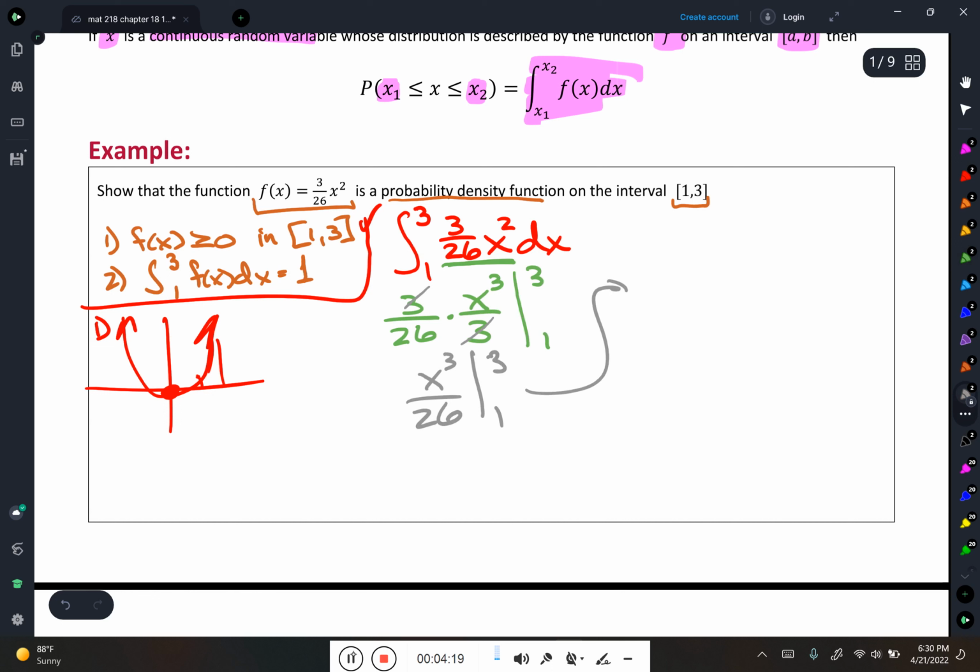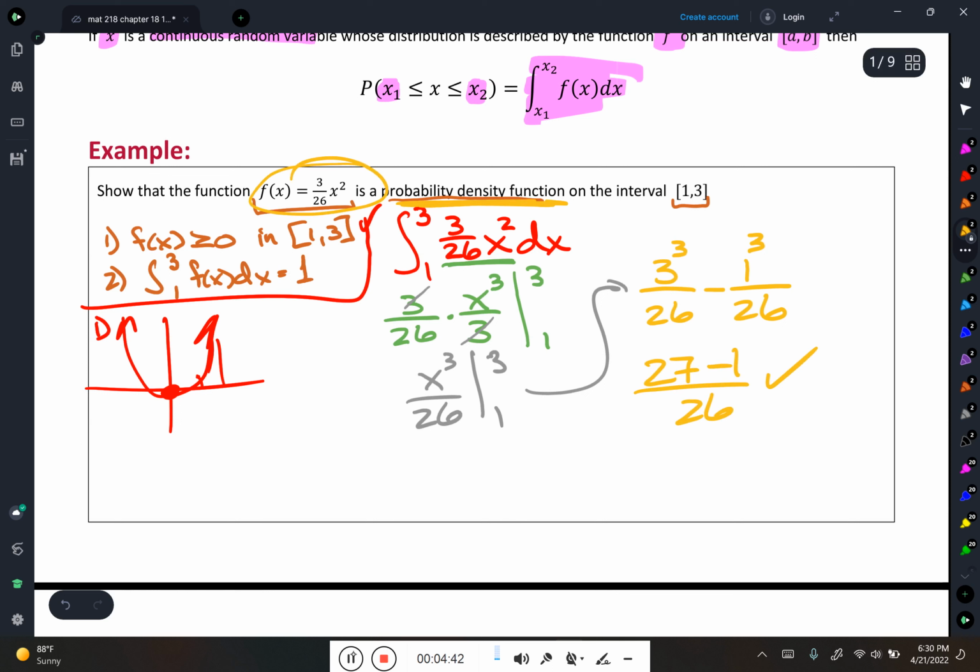Okay, I'm going to drag it up over here. That's going to be 3 cubed over 26 minus 1 cubed over 26. 3 cubed is 27, so I've got 27 minus 1, both over 26. 26 over 26, that is indeed equal to 1. So yes, that is a valid probability density function on the interval 1 to 3.